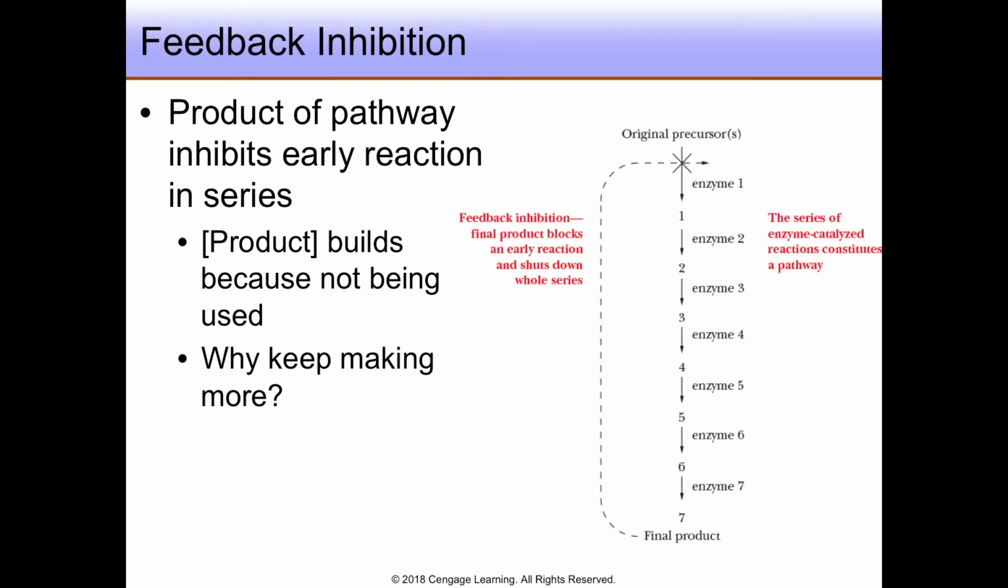Recall that in feedback inhibition, an end product of the pathway builds and feeds back to an earlier step in the pathway to inhibit the enzyme that catalyzes that step. The logic of this arrangement is that product can only build if it is not being utilized. If that is the case, then why waste resources by making more?